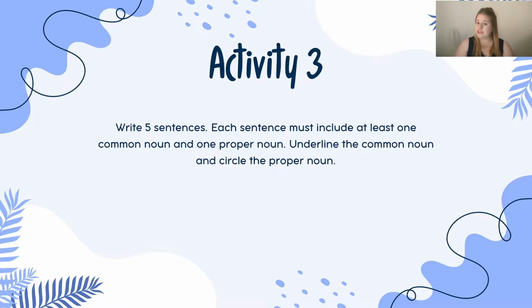Then we have activity 3. Write 5 sentences. Each sentence must include 1 common noun and 1 proper noun. Underline the common noun and then we're going to circle the proper noun. I have given you 5 sentences here to start you off and to prepare you when you're writing your 5 sentences. Let's go through that example.